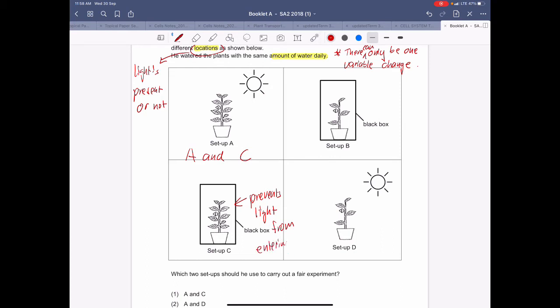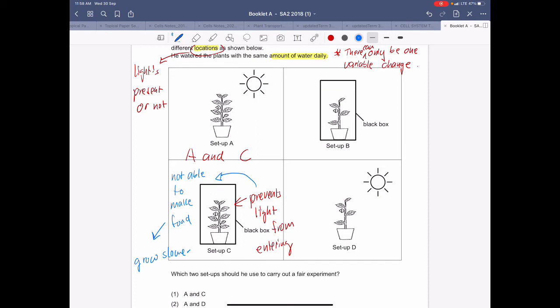Alright, so that means your plant is not able to, so no light, what will happen? Wait, but before it dies, it's not able to what? Good, not able to make food or photosynthesize. So when it cannot make food, it will actually grow slower, when you compare to setup A.